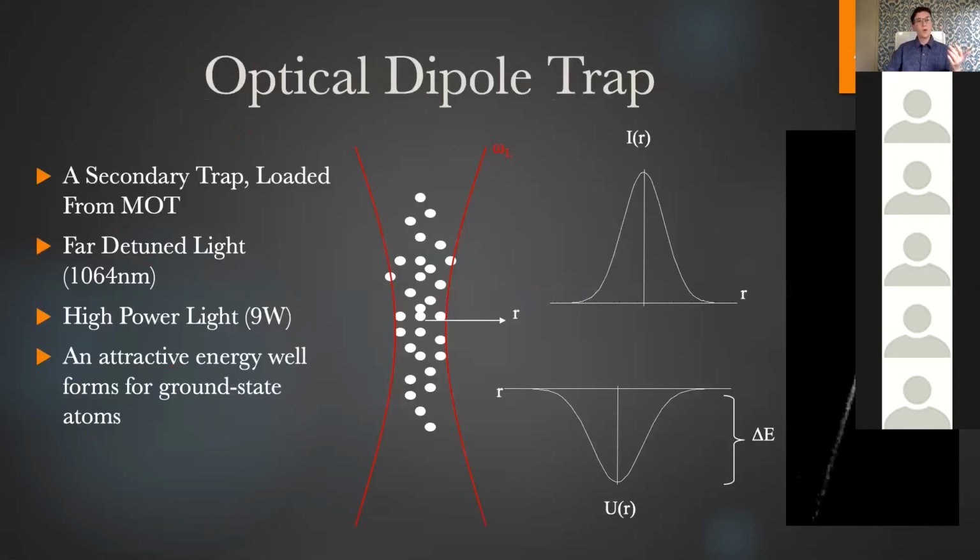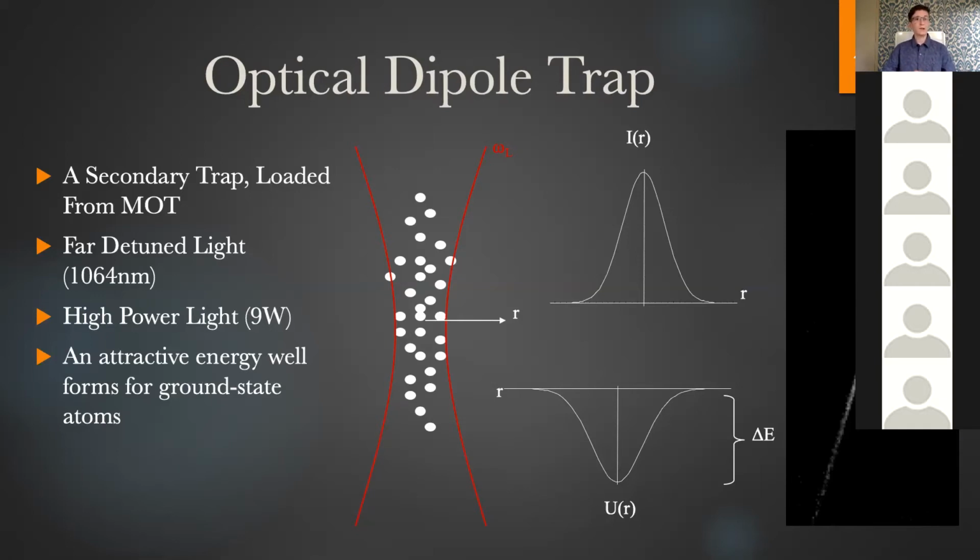So we actually had to employ a second trap due to the needs of our experiment. We needed a larger density, which our MOT could not actually do. So we employ an optical dipole trap. Now, the note about the optical dipole trap is that it doesn't actually cool our atoms, which is why we load it from our MOT, but it does use 2 things to trap them. It uses high power light and far detuned light.